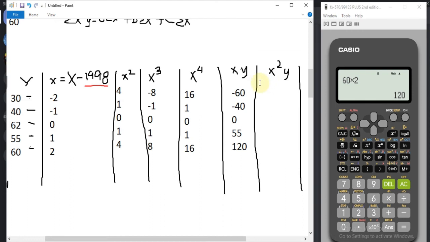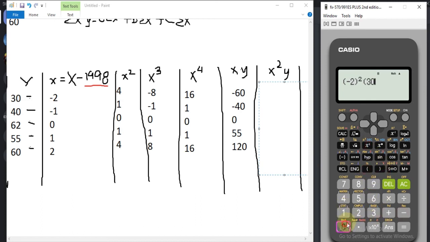Next, input it as the final input. Now calculate: negative 2 squared times 30. How much is it? 120. Next, negative 1 squared times 40 is 40. Right?